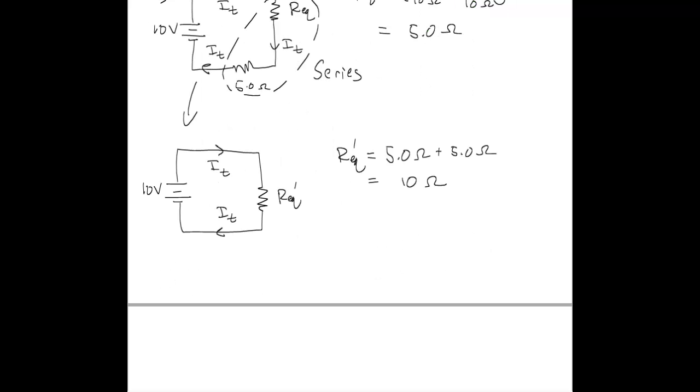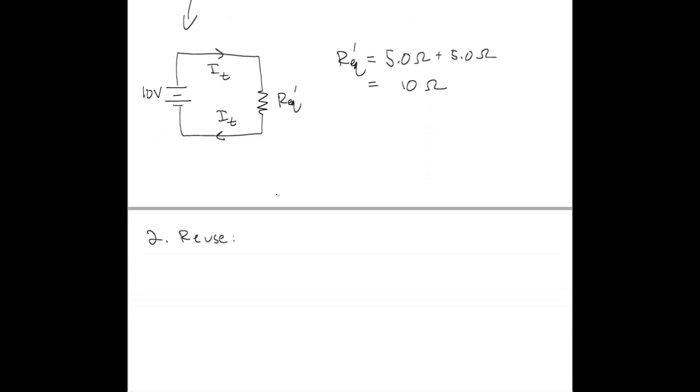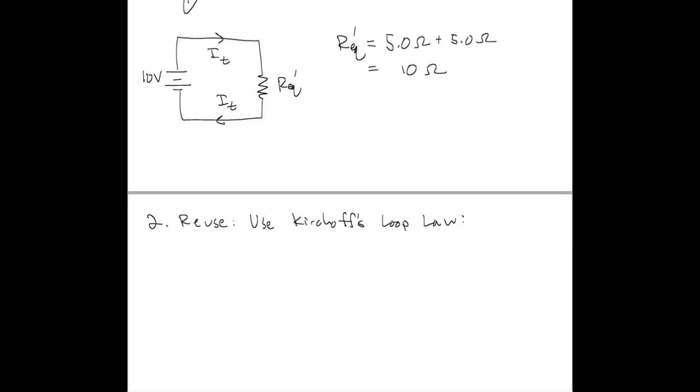Now the next step in doing reduce, reuse, recycle is to actually reuse. In reuse, what we need to do is use Kirchhoff's loop law. Kirchhoff's loop law says that the sum of the changes in potentials around the loop, if we start in some particular point, say in the bottom lower right corner, is zero. That tells us what the total current is, and the total current is 1 amp.